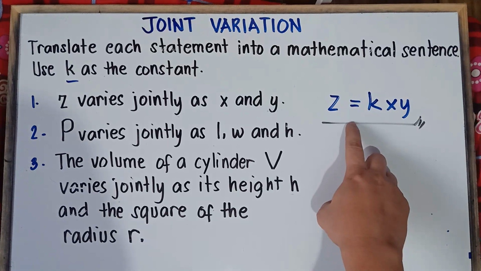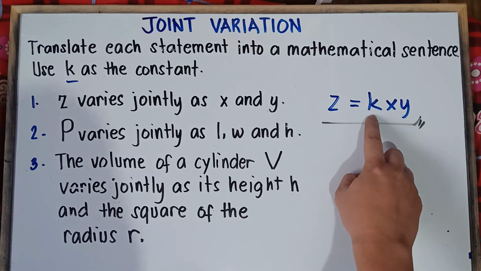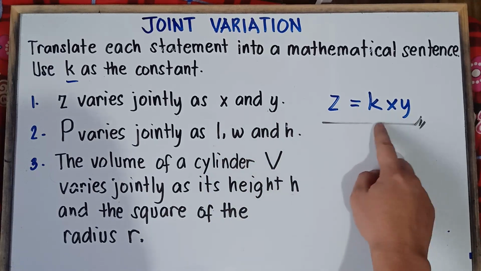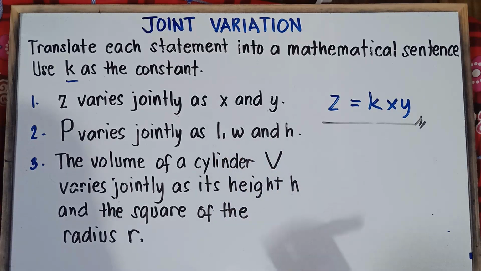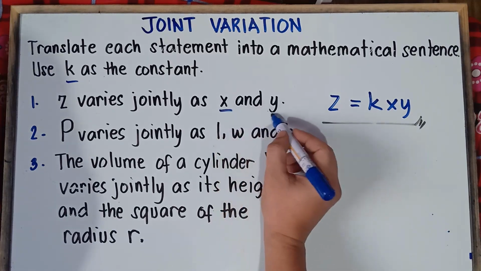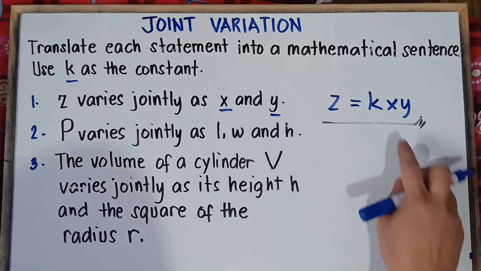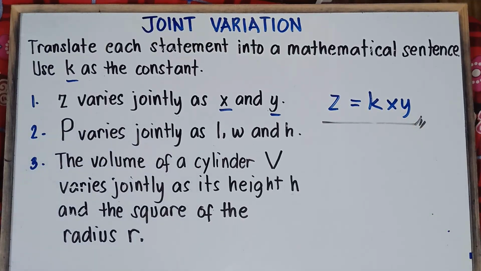Z varies, so Z equals, do not forget K, varies jointly, copy K, and then X and Y. So the product of two or more quantities. As you can see, because we have two quantities, X and Y, simply multiply X and Y. So there would be X times Y, there would be XY. So simply copy X and Y. That's the answer for number 1, class. Easy as that.